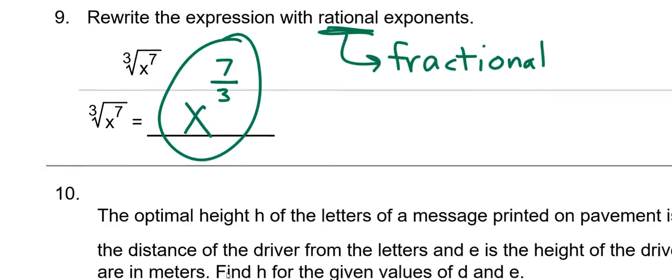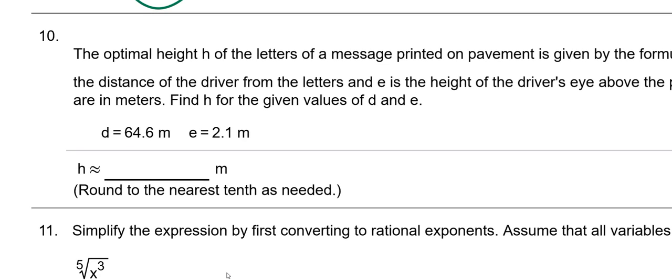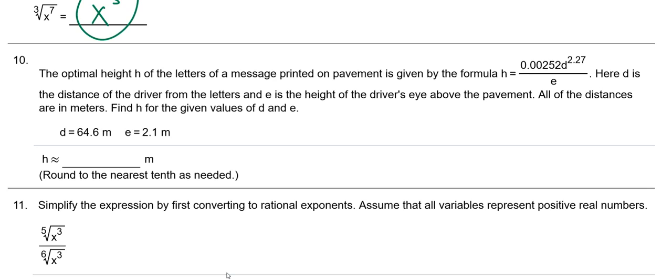Okay, jump down to, are we already on 10? Okay, now, you will need a calculator for this. The question says the optimal height of the letters of a message printed on pavement. So, think about letters printed on a runway where you're up above. You're looking down on the ground, so this answer is going to be fairly large. This is not a billboard as you're driving down the highway. This is pavement that we're talking about.